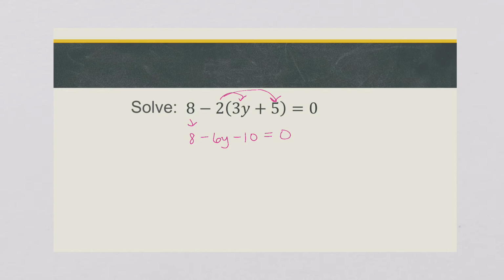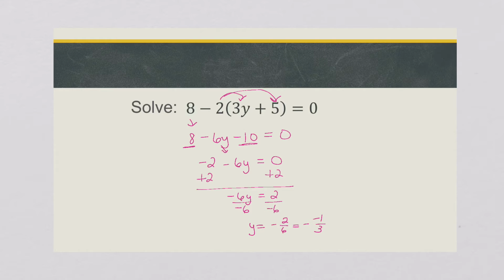Now what I want you to see, we have terms that we can combine on the same side of the equal sign. So what is 8 minus 10? It's negative 2. I'm bringing this straight down. Now you want to move everything away from that variable, so I'm going to add 2 to both sides. And now I'm going to divide by negative 6. So y is equal to negative 2 over 6, which is the same thing as negative 1/3.